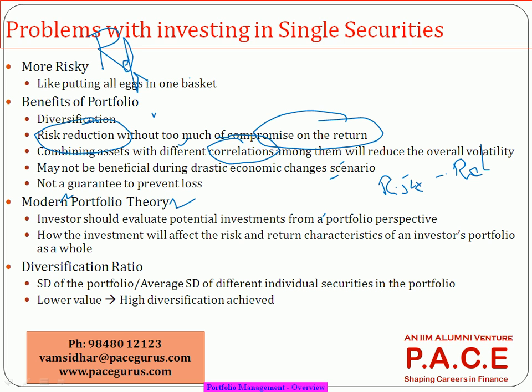I'll look at the diversification ratio. If the diversification ratio is close to 1, probably there is no benefit that I am getting by doing this combination. Whereas if the diversification ratio comes much below 1, 0.5, 0.3, the lesser it comes down from 1, the better is the diversification benefit that I get out of it.